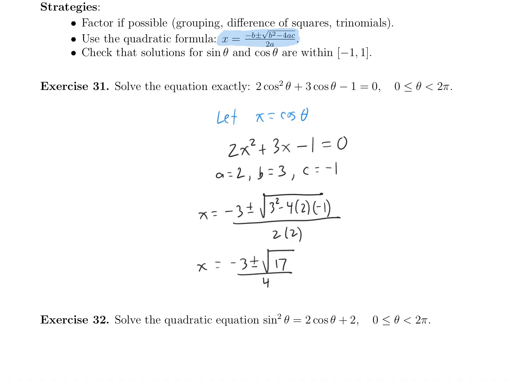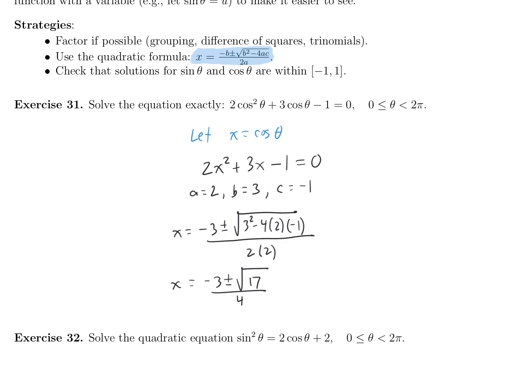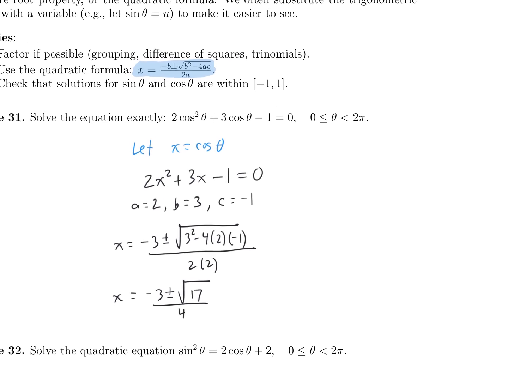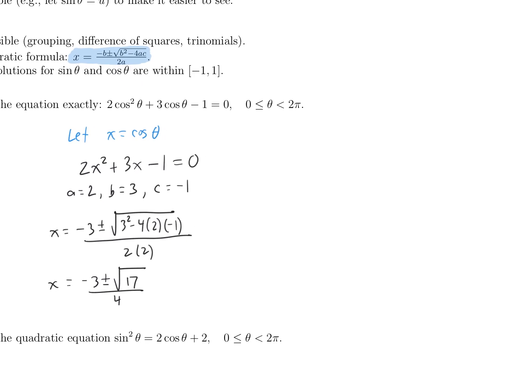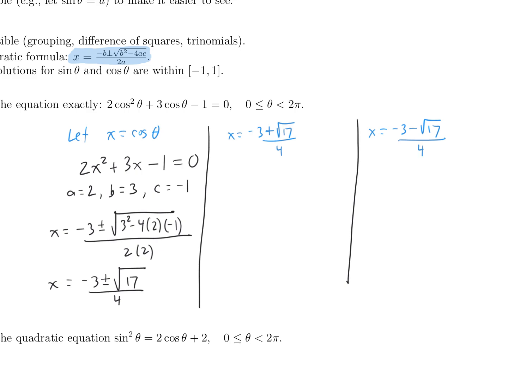Okay, so that's x. However, we are not trying to solve for x here. We're trying to solve for theta. Look at the original equation. Our goal is to solve for theta. So this is what I recommend that you do at this point. You want to separate the two solutions, the plus and the minus. So one solution would be x equals negative 3 plus radical 17 over 4. And then the other solution, just draw a line in between, is going to be x equals negative 3 minus radical 17 over 4. Then we got to go back to our original substitution and replace x back with cosine.